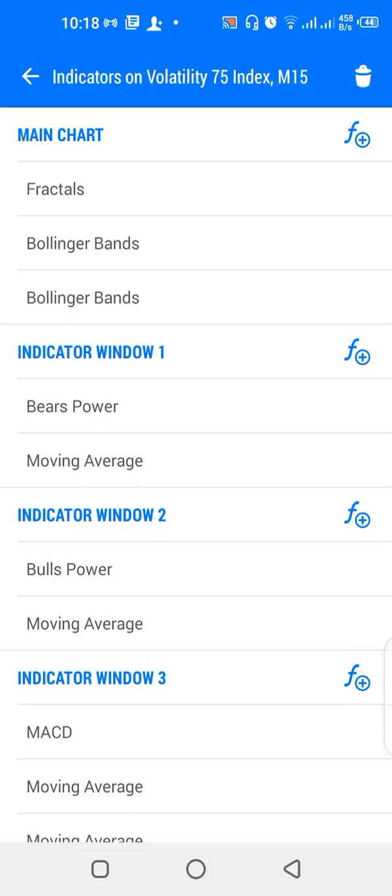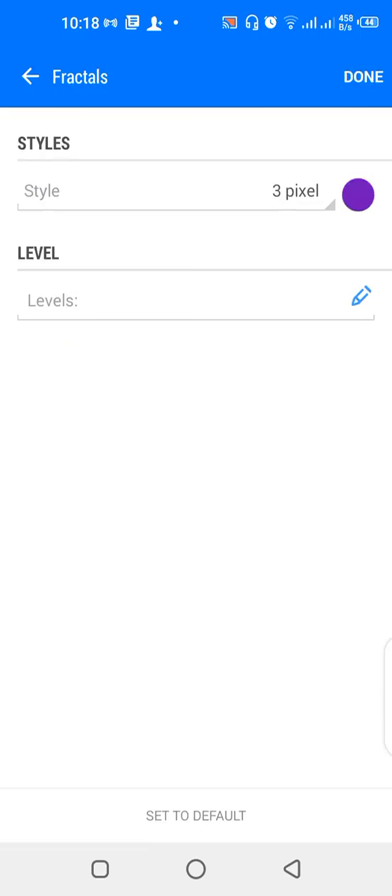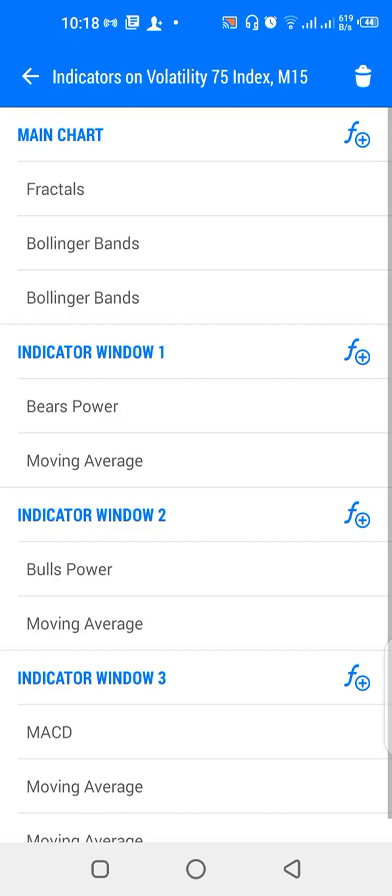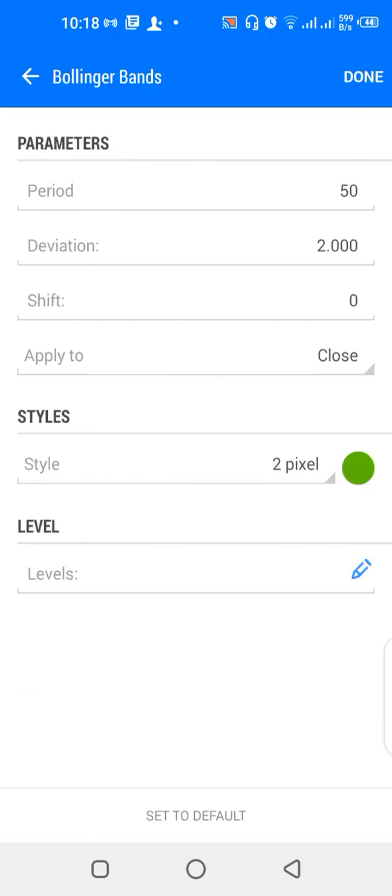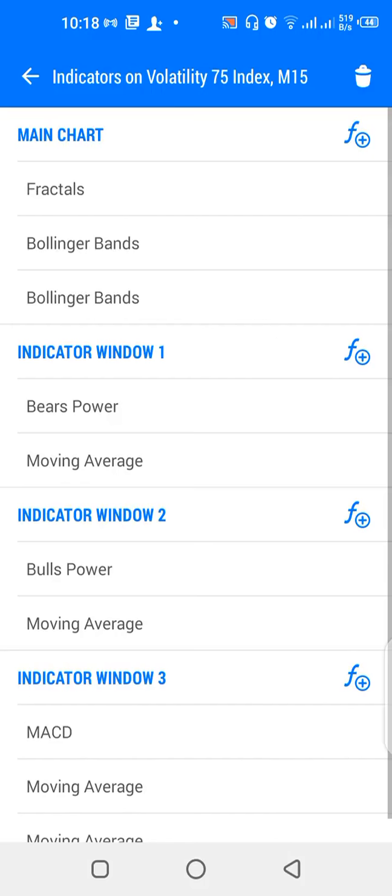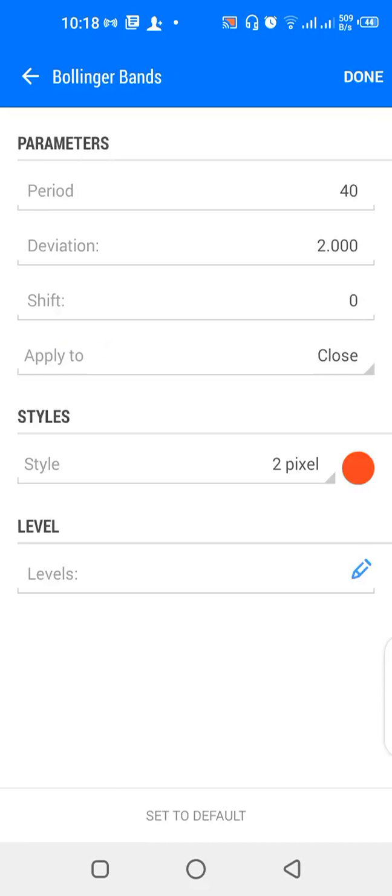On the main chart, I have fractals. I have Bollinger Bands. The period is 50, the deviation is 2.0, shift is 0, apply to close, color is green. Then I have another Bollinger Band. This time the period is 40, the deviation is 2.0, shift is 0, apply to close, and the color is red.